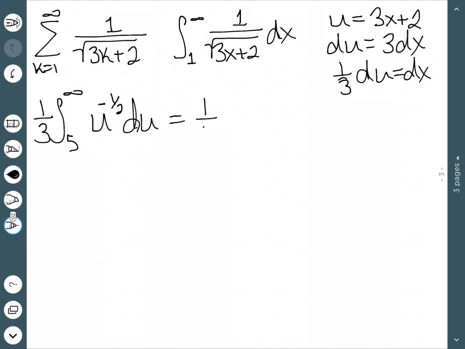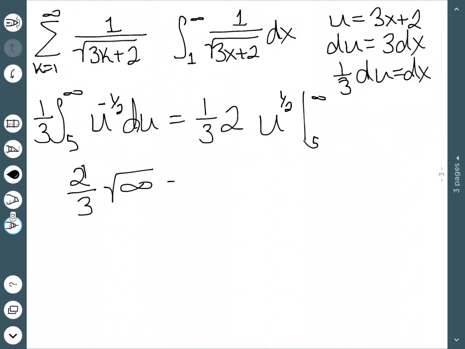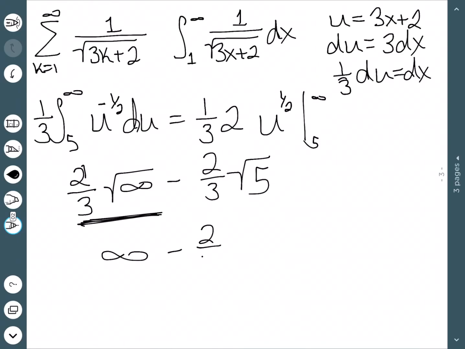Evaluating this, I add 1 to the exponent and divide by that number between 5 and infinity. So now I have 2/3 times the square root of infinity minus 2/3 square root of 5. And once again, this square root of infinity is the limit of the square root of x as x goes towards infinity, which is still infinite. So once again, this series diverges.